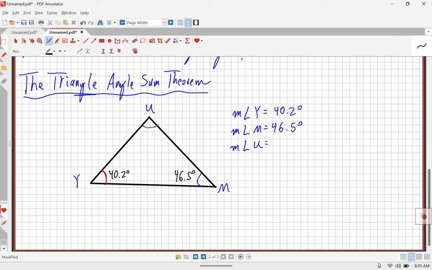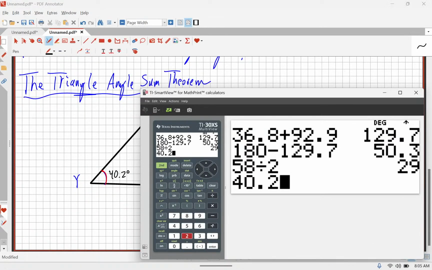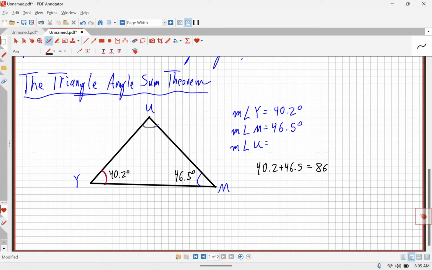Now, if I know that these two angles are 40.2 and 46.5, Yvonne, how can I find out what that missing angle is? So Adam, 40.2 plus 46.5 is 86.7. Now what?